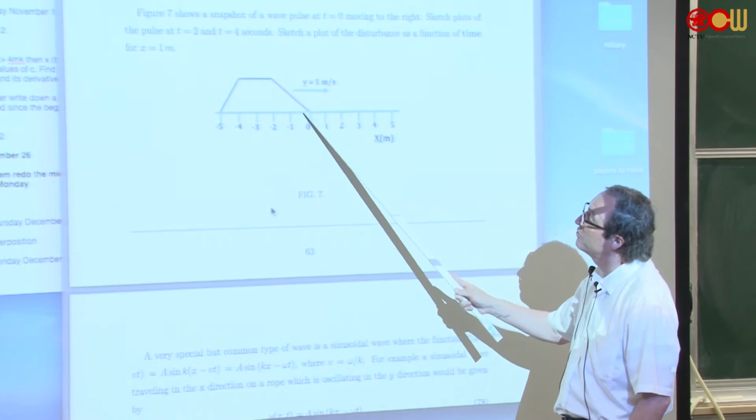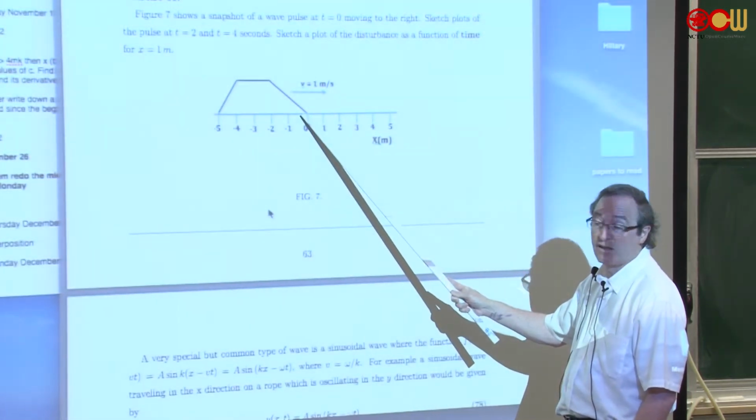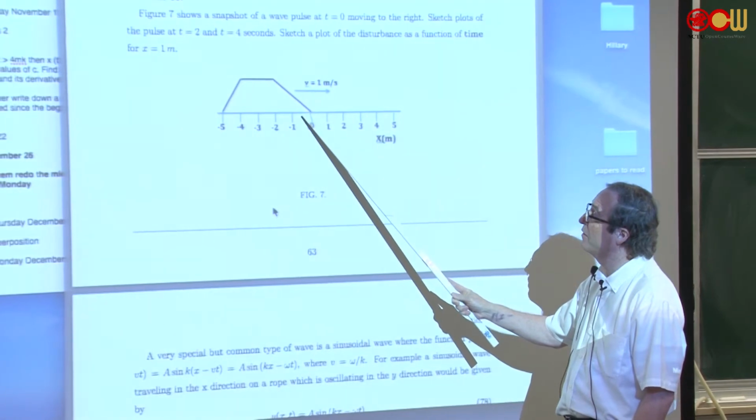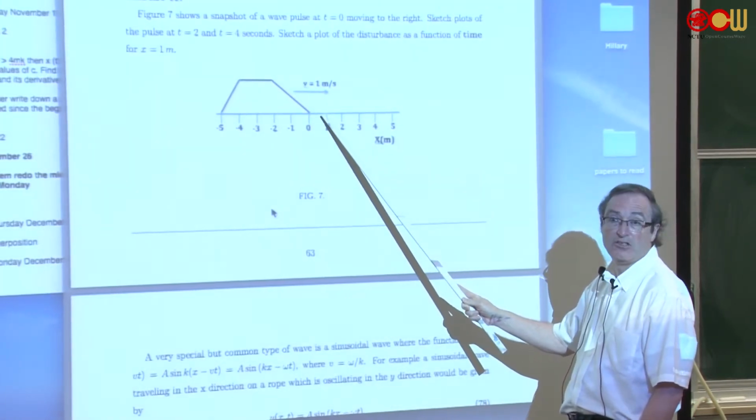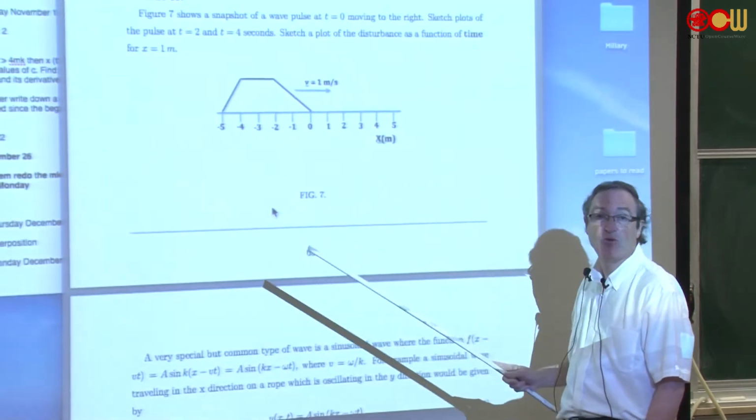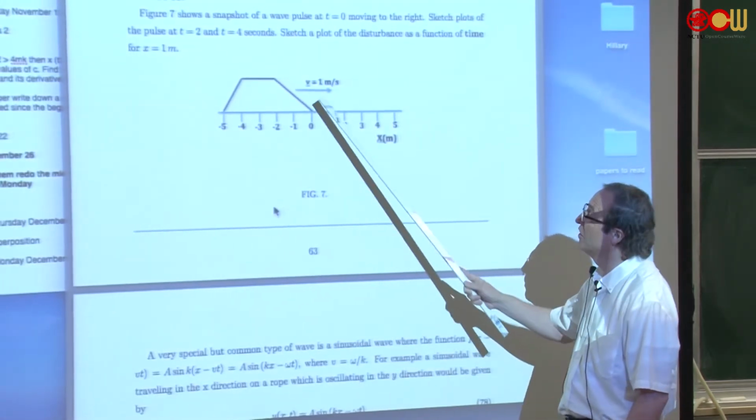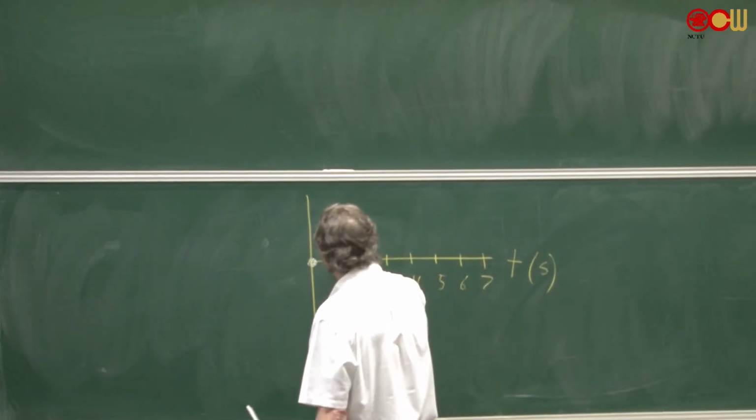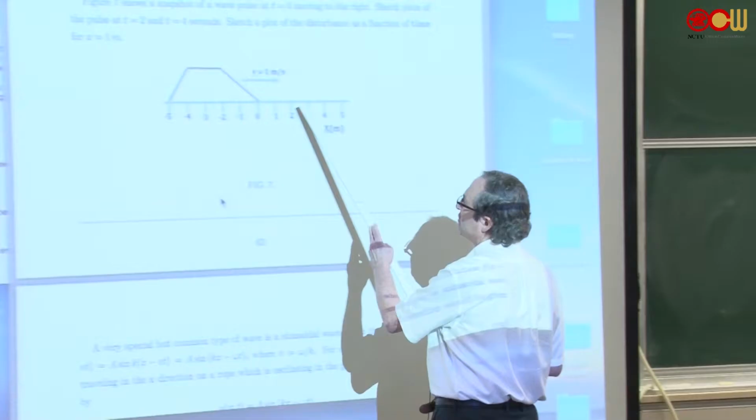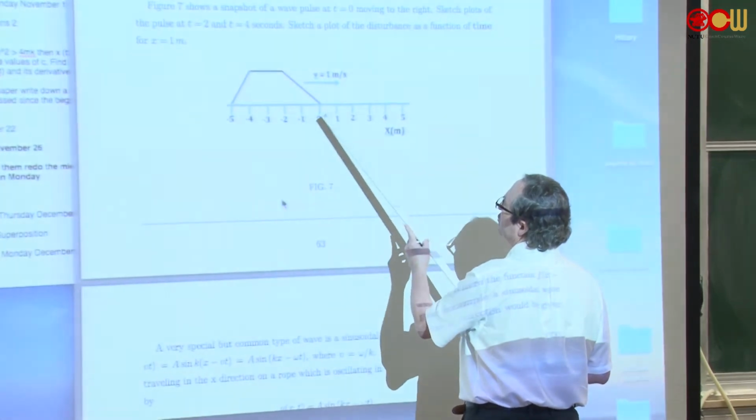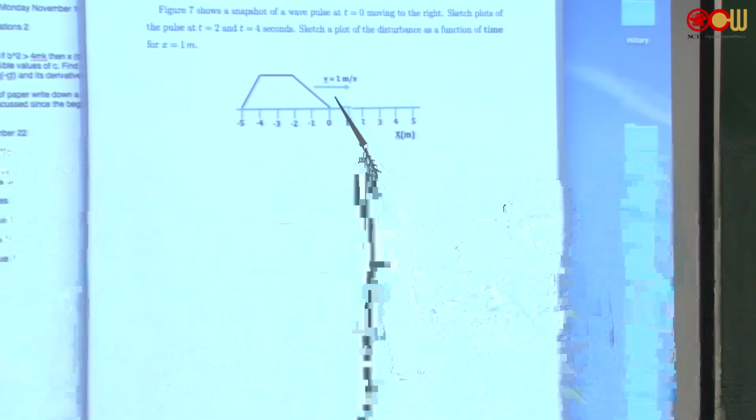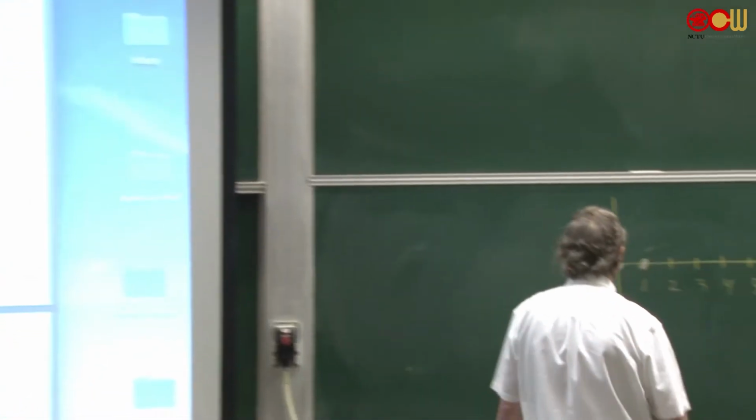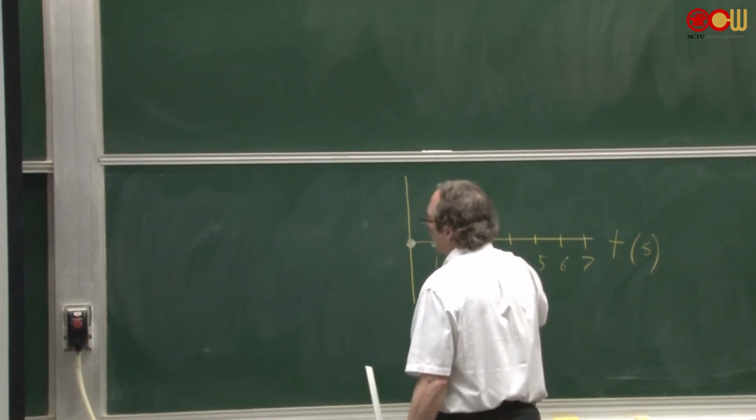At t equals 0, this point's over here. Okay, so the disturbance at here is what? 0. What about at t equals 1? It's still 0 because this point is over there. So t equals 1, it's still 0. Maybe I'll use purple. At t equals 2 seconds, we're looking at this, then this point will be over here. Right? So that's about halfway up. So at t equals 2, it's over there.